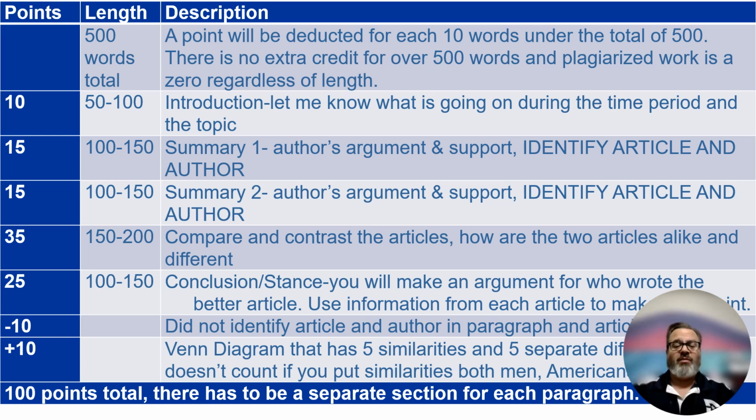If you want an extra 10 points on each one of these, you can do a Venn diagram that has 5 similarities and 5 differences. Okay. In total, you get 100 points for this, and if you follow directions, you get full credit.